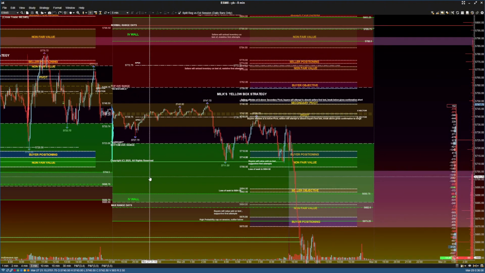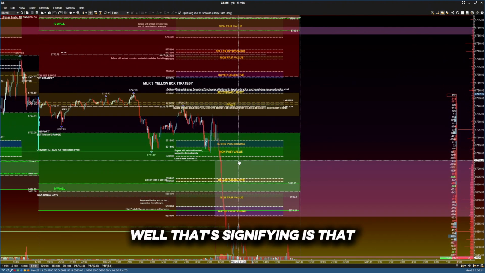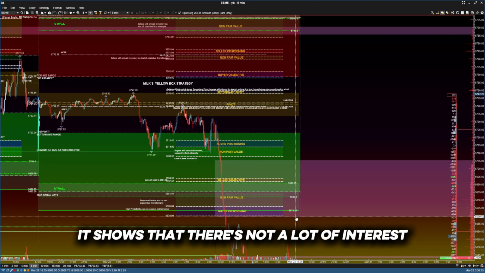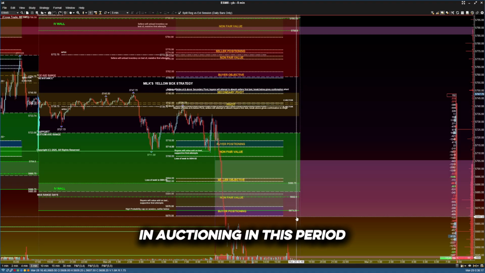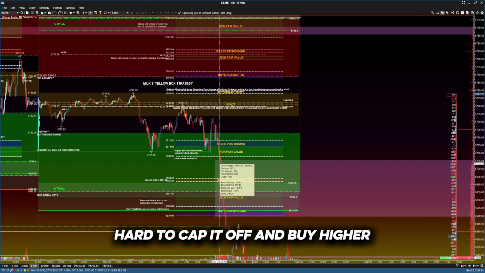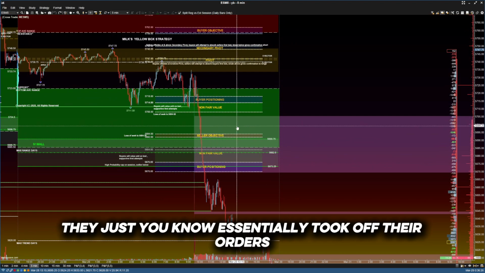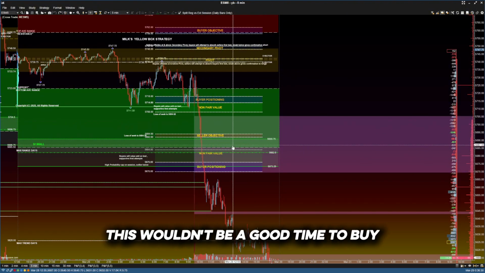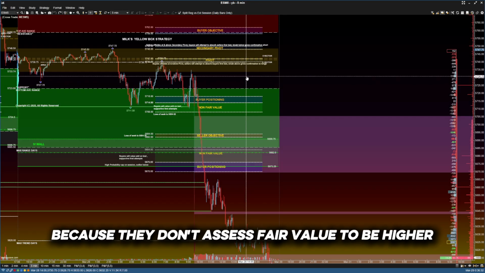So what that's signifying is that since we didn't spend a lot of time in this period, it shows there's not a lot of interest in auctioning in this period. Market buyers didn't try hard to cap it off and buy higher. They essentially took off their orders and agreed that this wouldn't be a good time to buy, because they don't assess fair value to be higher.